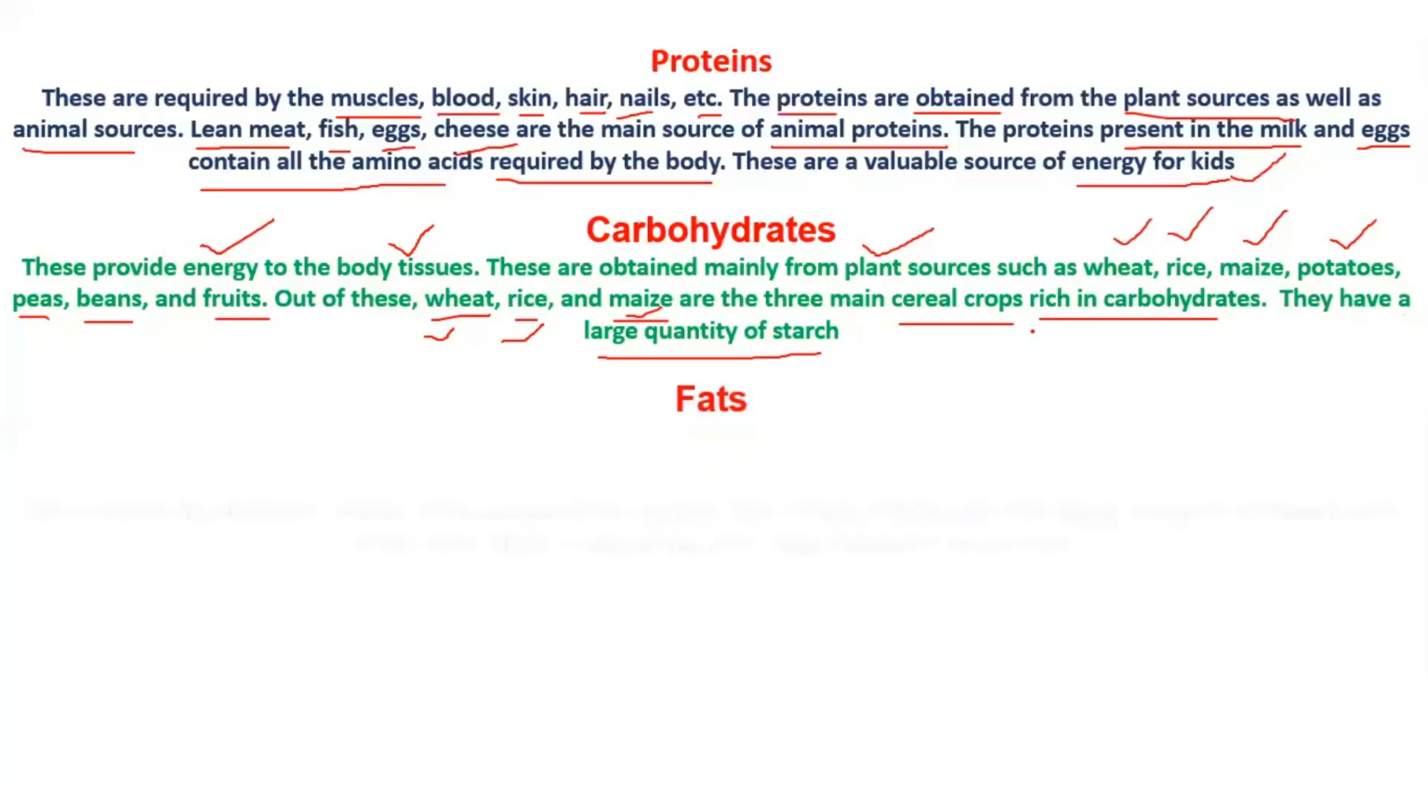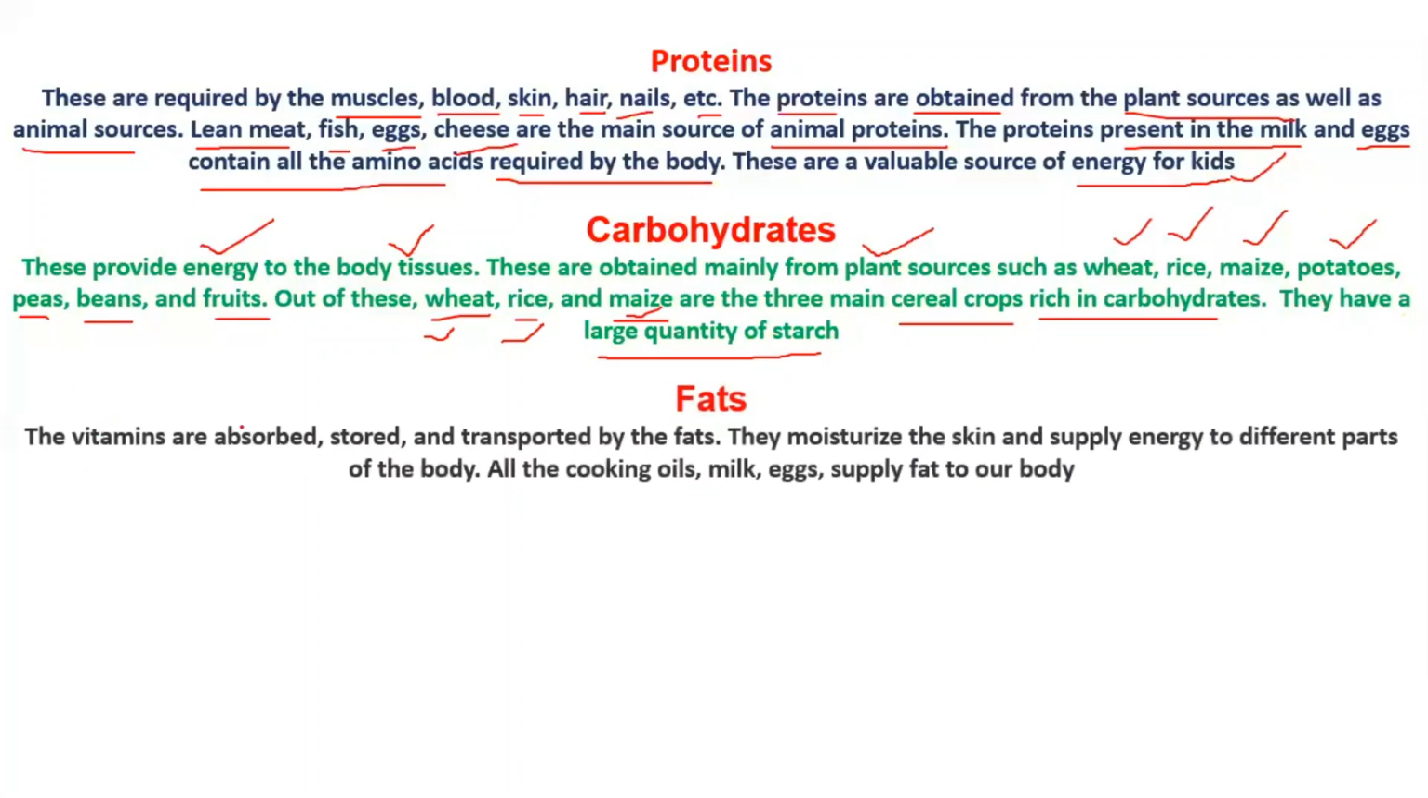Next one, fats. Vitamins are absorbed, stored and transported by the fats. They moisturize the skin and supply energy to different parts of the body.